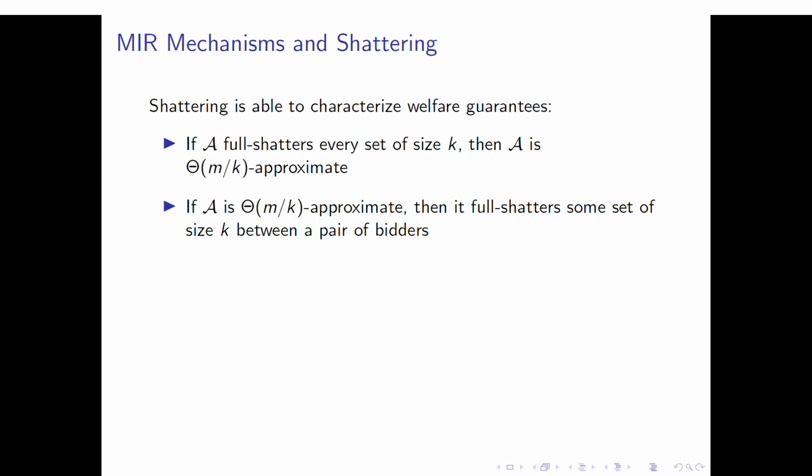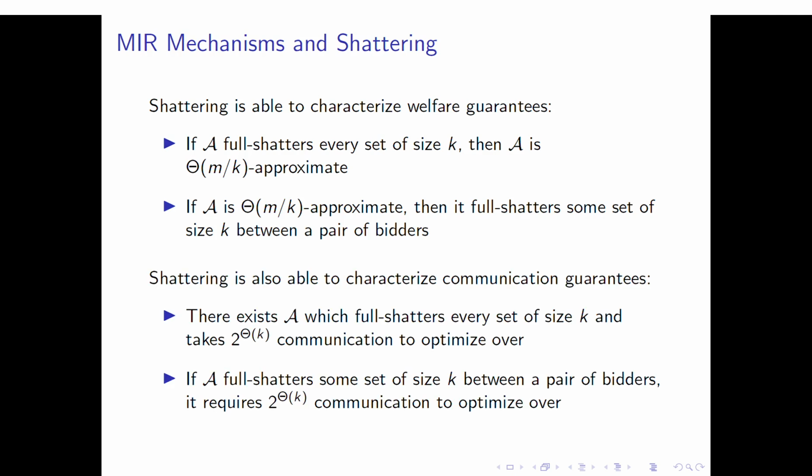So there's some kind of equivalence between full shattering sets of size k and being m over k approximate. And for some intuition on why this equivalence exists, you can basically think of it as if we want an m over k approximation, then we need to get the k most important items to the right bidders. And full shattering every set of size k lets us do that. On the communication side, we can show that there exists an allocation bank which full shatters every set of size k and takes 2 to the k communication to optimize over. And again, as sort of a converse, if an allocation bank full shatters some set of size k between a pair of bidders, it requires 2 to the k communication to optimize over.